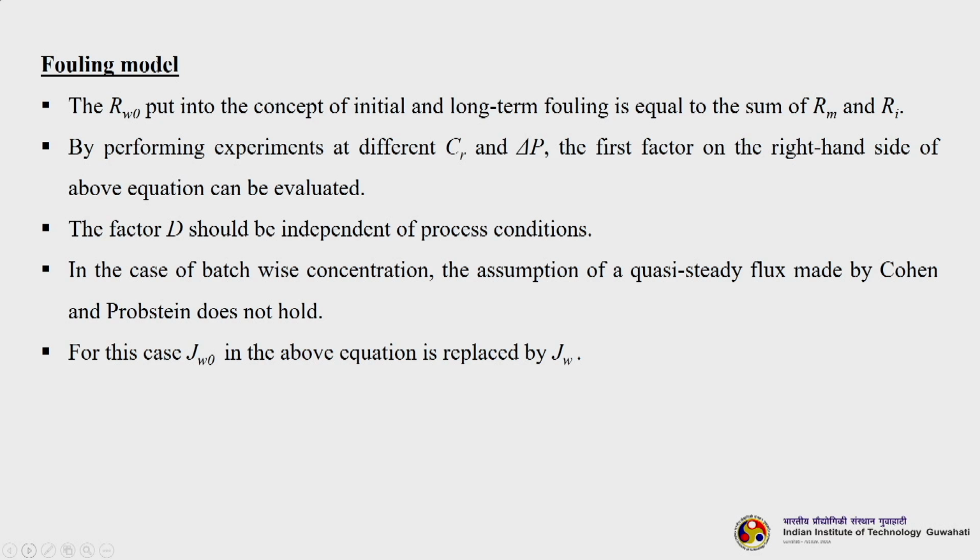In the case of batch wise concentration, the assumption of a quasi steady state flux made by Cohen and Probstein does not hold. For this case, Jw0 in the above equation is replaced by Jw.